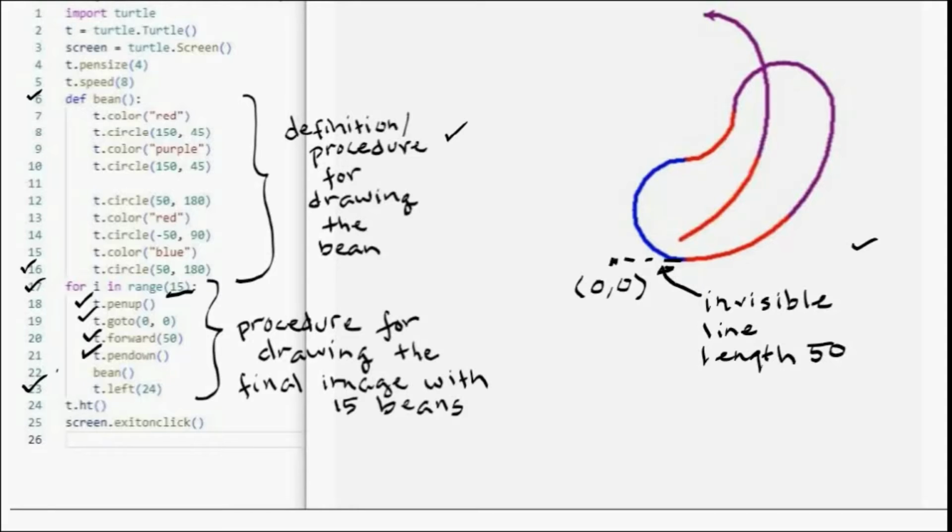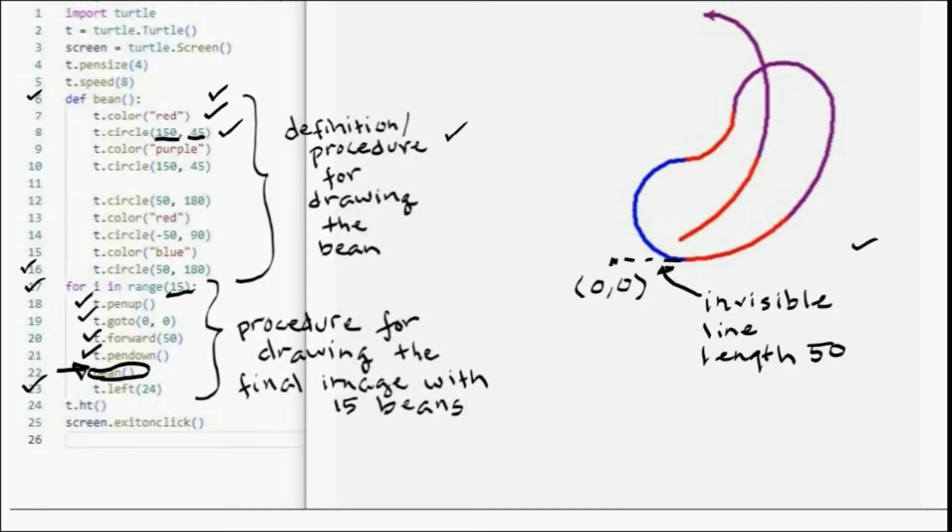To draw the bean, I call the function bean here. This is the function bean. And the function bean starts with line number 6 here. To draw the bean, first, I assign the color red. And then a second step, I draw the arc from a circle with radius 150, and the arc is generated over an angle of 45 degrees.